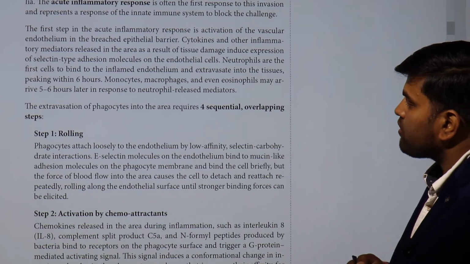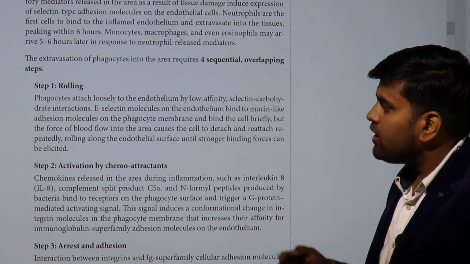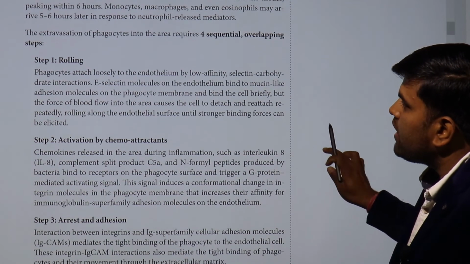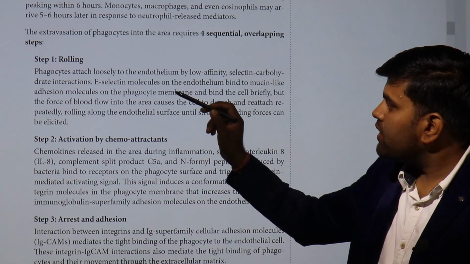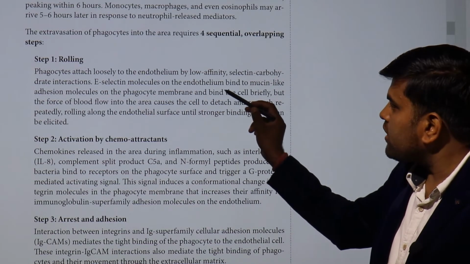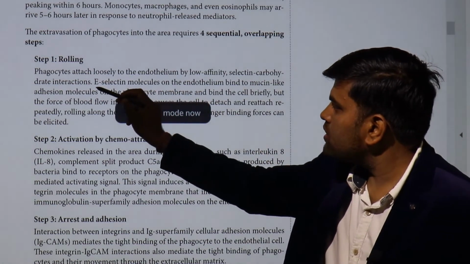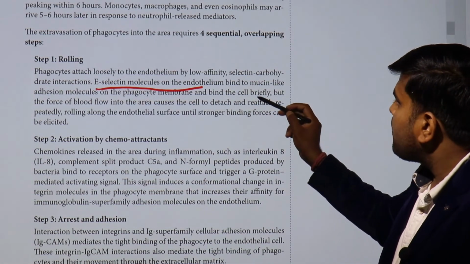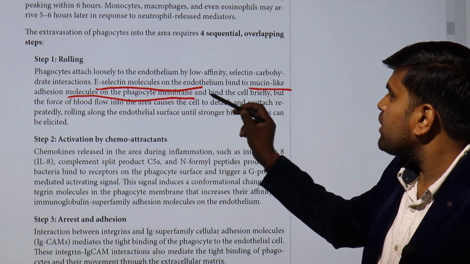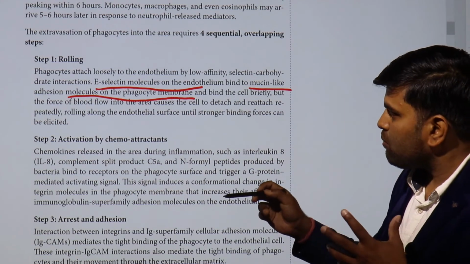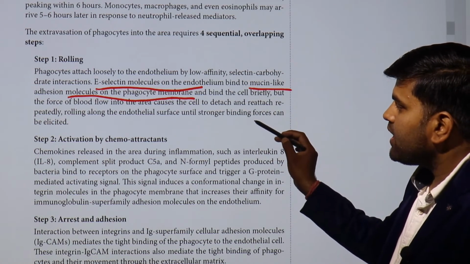The extravasation of the phagocytes into the area requires 4 sequential, overlapping steps. One is rolling, where the phagocyte attaches loosely to the endothelium by low-affinity selectin-carbohydrate interaction, E-selectin on the endothelium, which you have to understand. How does rolling happen? E-selectin on the endothelium and mucin-like adhesion molecules on the phagocyte membrane bind the cell briefly, but the force of the blood flow causes the cell to detach and reattach repeatedly.